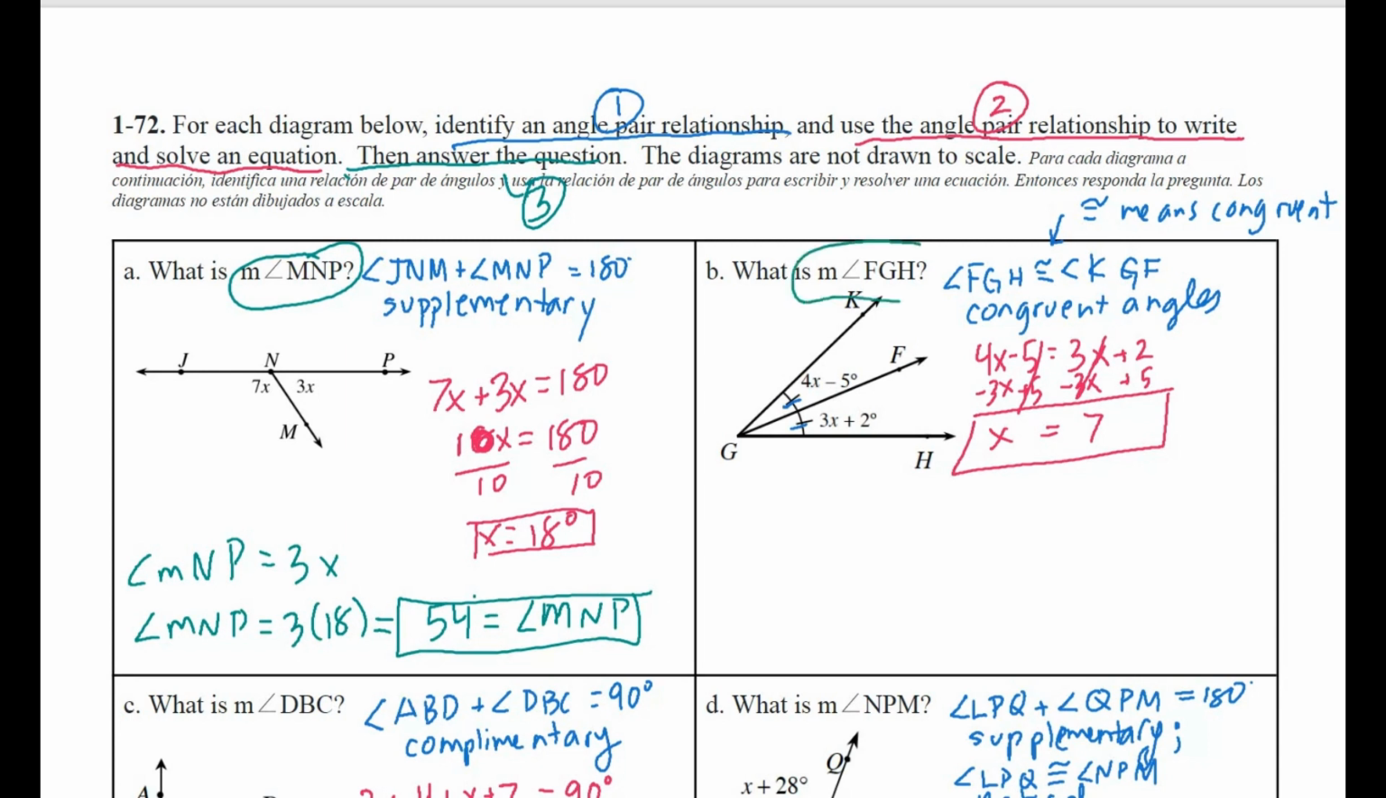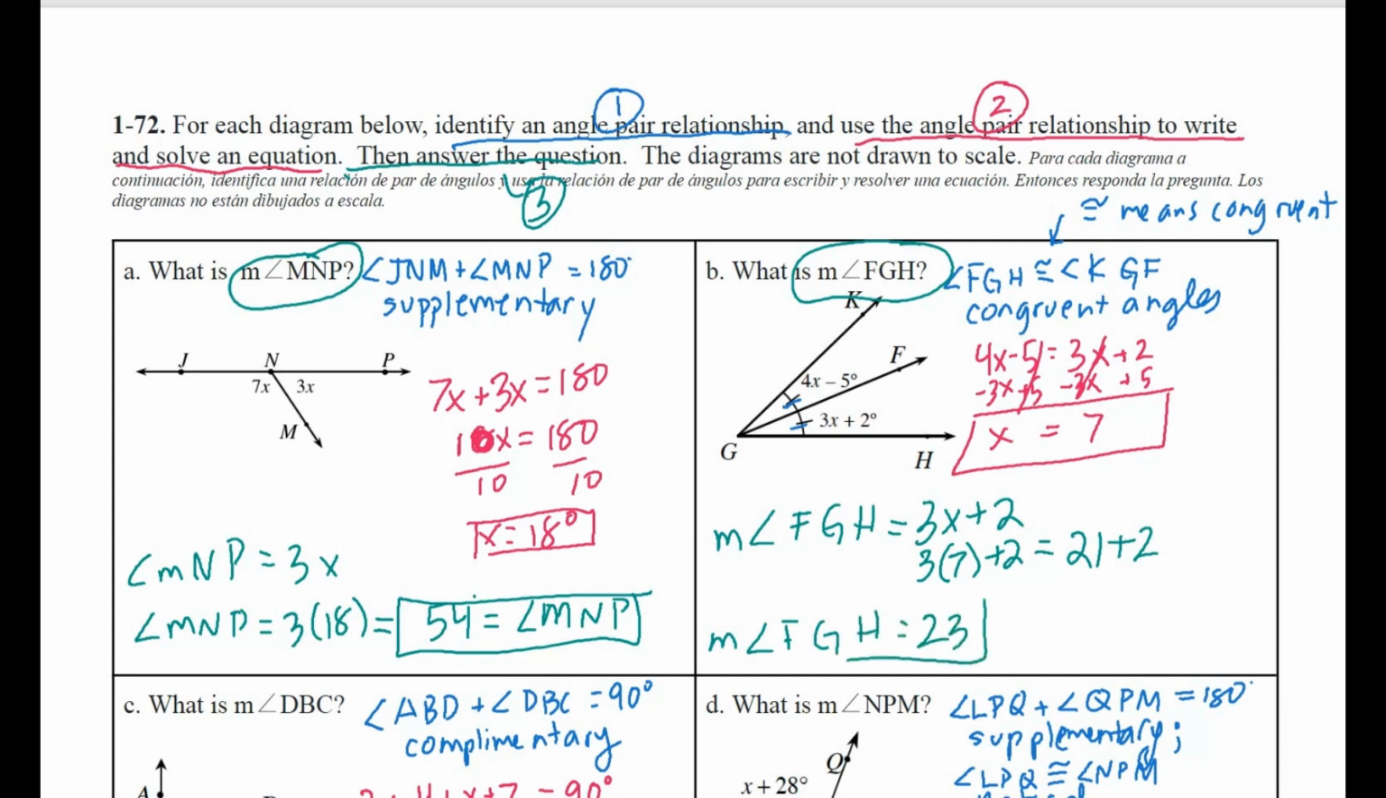Okay, and now what's the measure of angle FGH? So the measure of angle FGH is equal to 3x plus 2. That's 3 times 7 plus 2, which is 21 plus 2. So the measure of angle FGH comes in at 23 degrees.